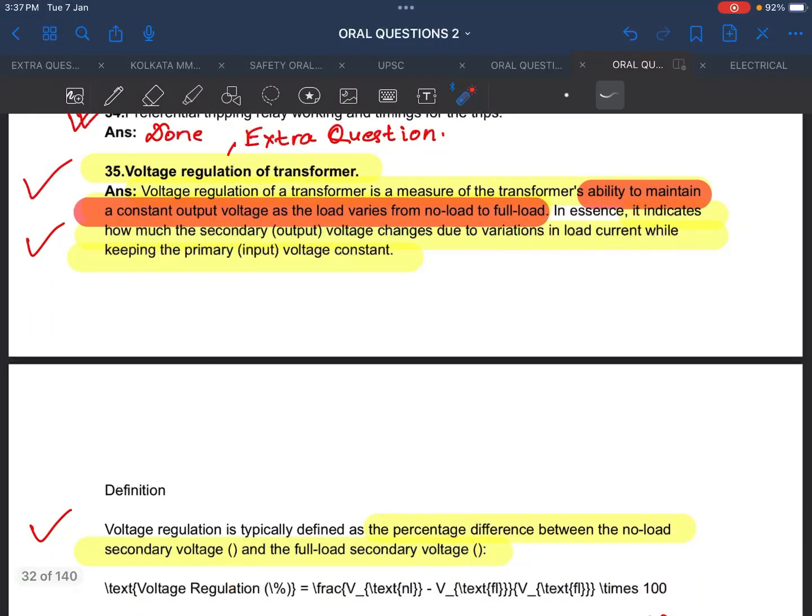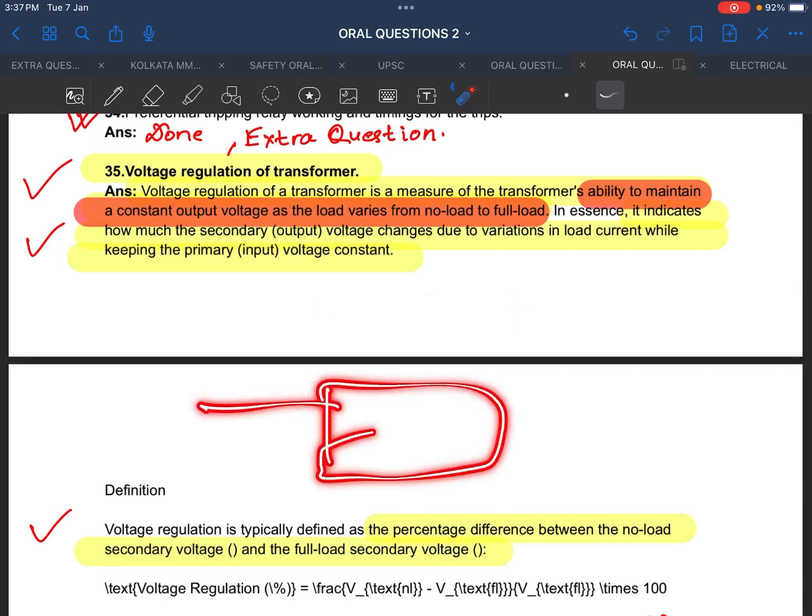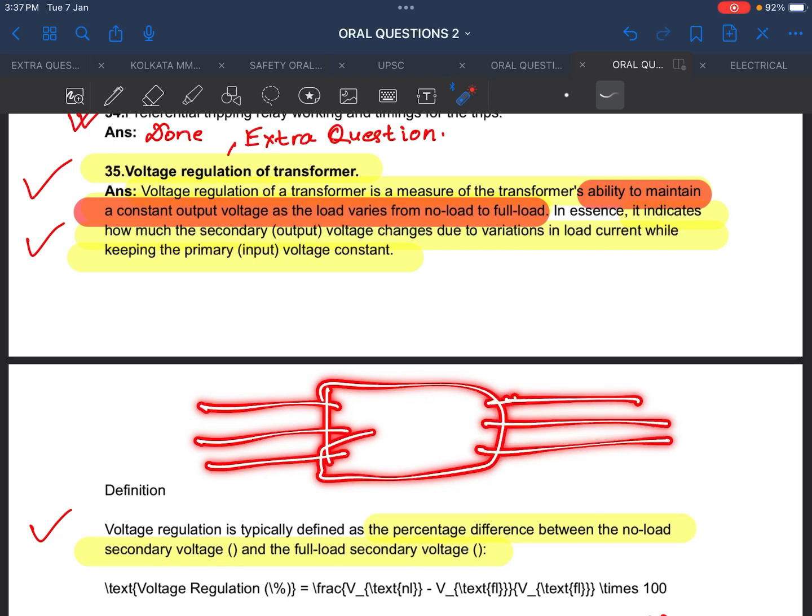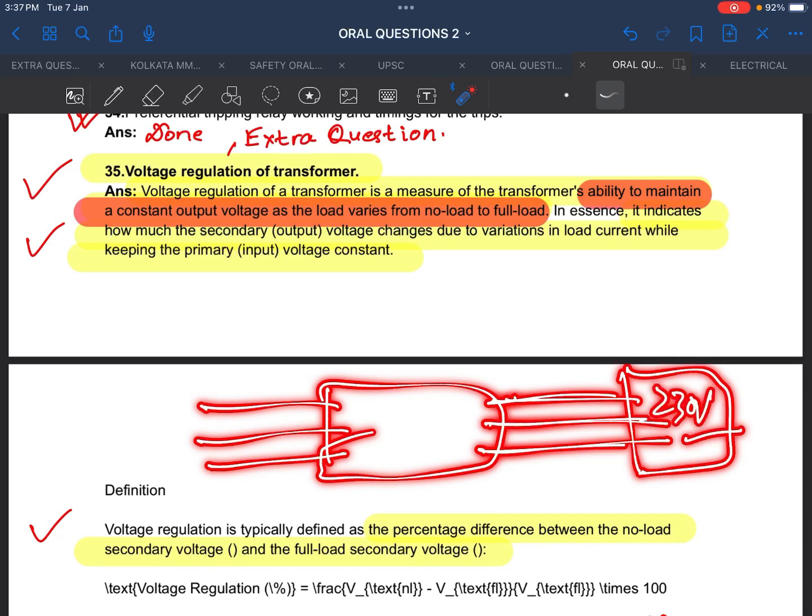Okay, so voltage regulation of the transformer. Now, what is voltage regulation? Voltage regulation means maintaining a constant output voltage. Let's suppose your transformer is this, this is the input of the transformer, and the output is going to our household. This is a distribution transformer, let's suppose. So you always want a constant voltage at your home. Okay, 230 volts is coming to your home, so you want constant voltage always.